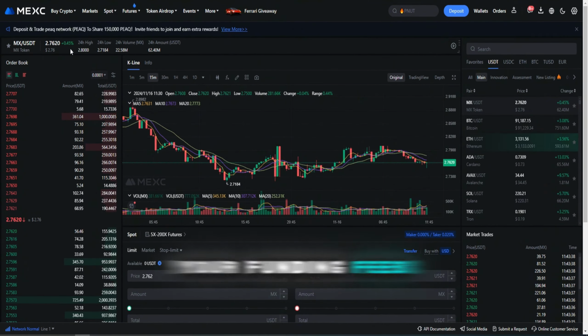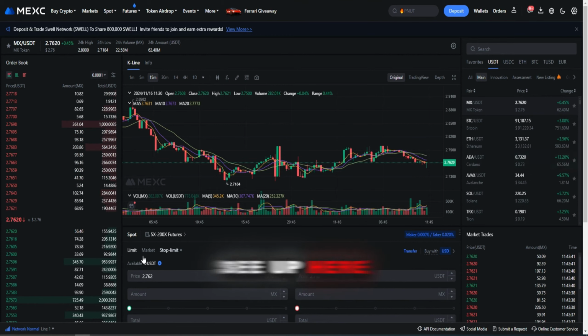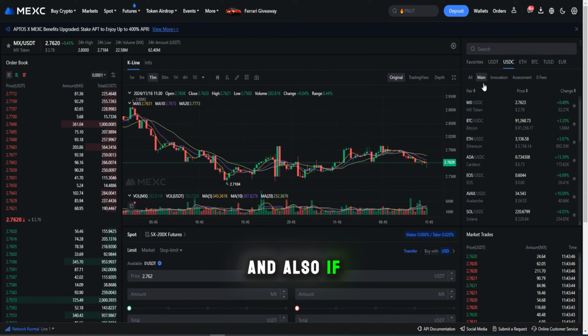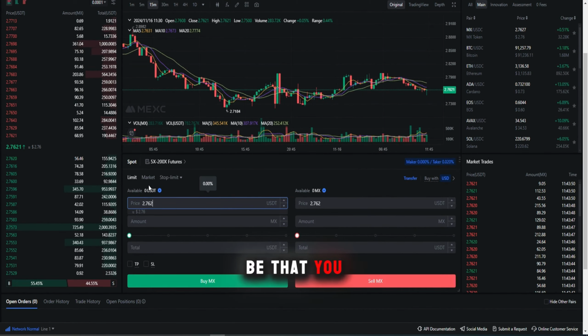Other than that, you will have your funding fees that you can see up here. These depend on whether you're going long or short. And also if, for example, a lot of people go short and you want to go long, it can also be that you actually get some fees from the others.